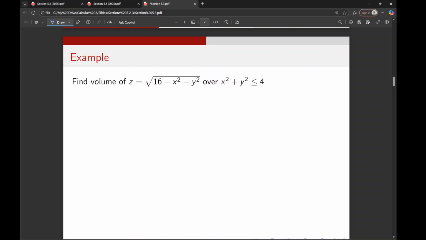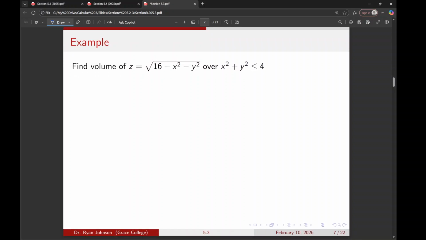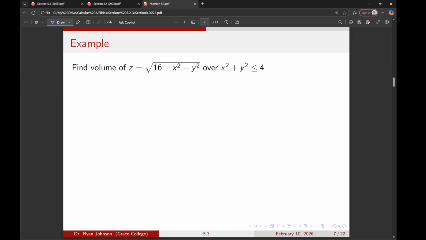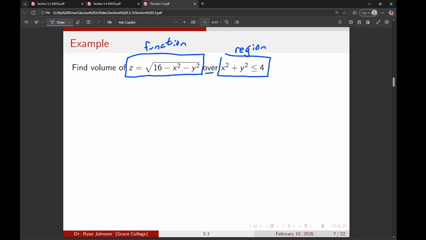Let's say I need to find the volume of z equals 16 square root of 16 minus x squared minus y squared over the region of x squared plus y squared less than or equal to 4. It's always good when we're doing this sort of thing: this is my function, this is my region. The key words were over and of. So let's convert both of these to polar coordinates.